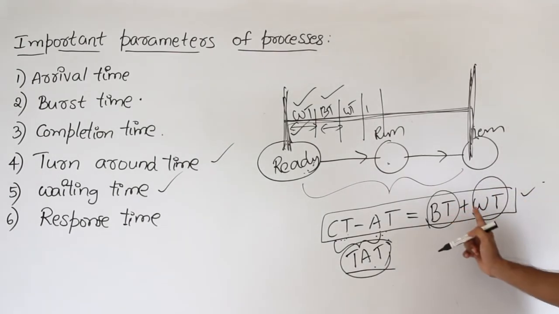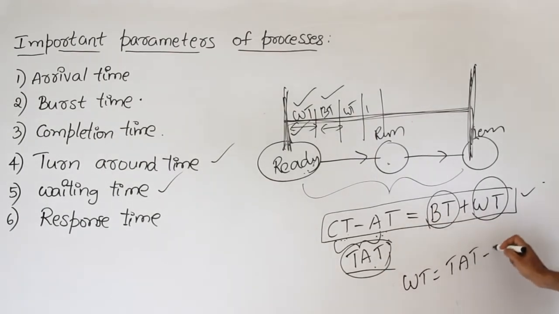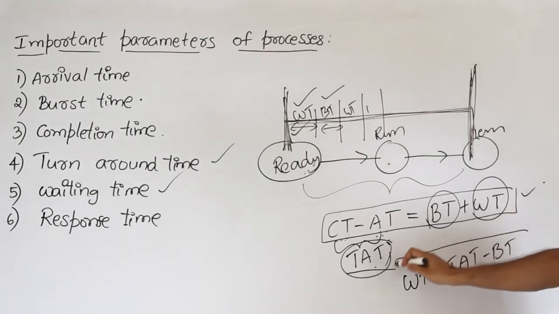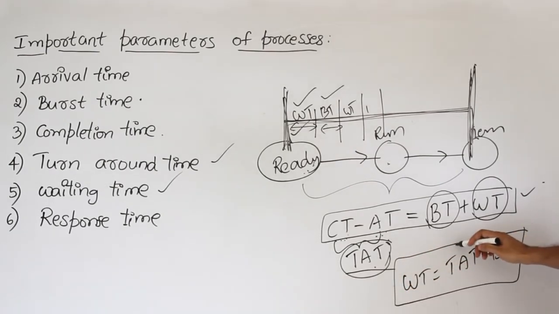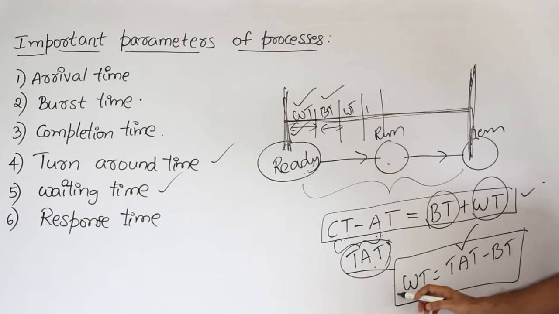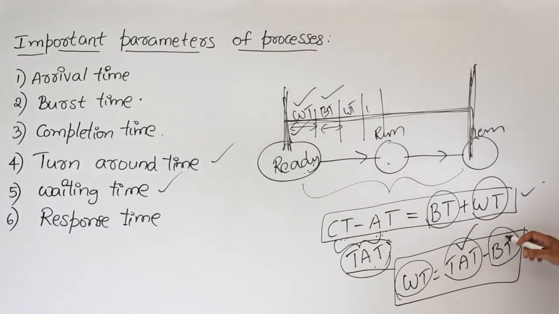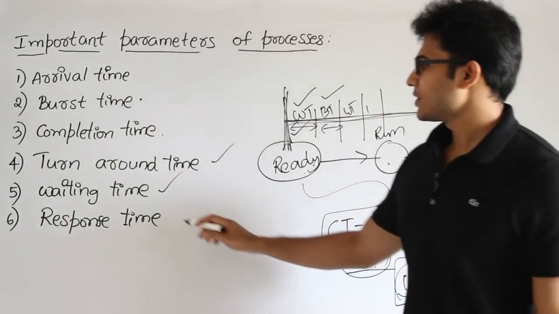So the relationship between waiting time, turnaround time and burst time is that waiting time equals turnaround time minus burst time, which means if a process is in the system and it is not doing anything else, then obviously it is waiting, right? So waiting time is nothing but turnaround time minus burst time. It is either going to be in the burst time or in the waiting time. So if I take the difference between turnaround time and burst time, I get the waiting time. And the next one is response time.